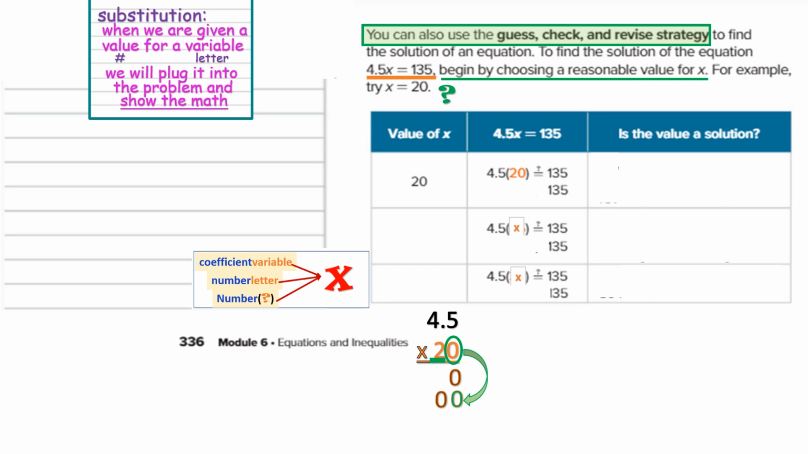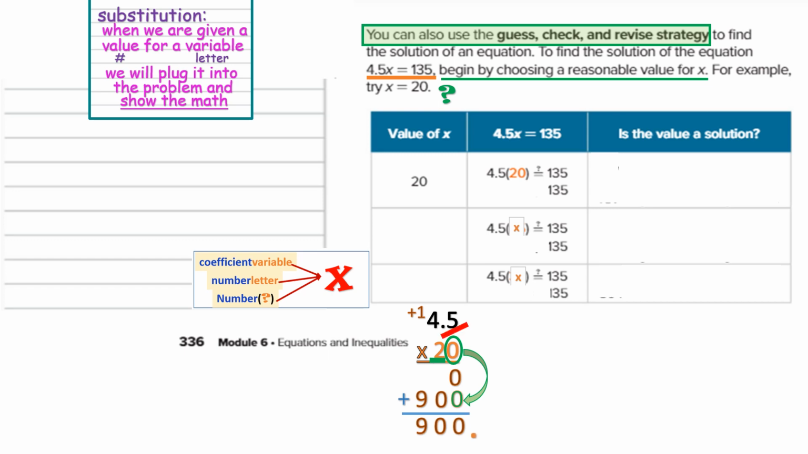2 times 5 is 10. Put down a 0 and carry an addition of 1. And then I have 2 times 4, which is 8, plus 1, which is 9. When I add them, then I need to count my decimal spaces. I have 1, so I move my decimal from right to left 1 time.